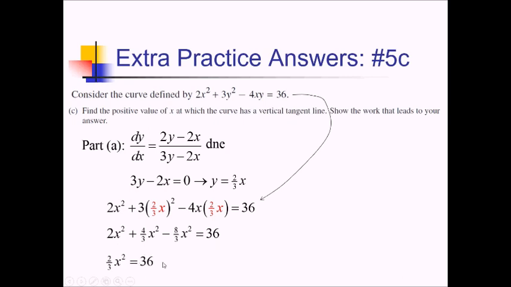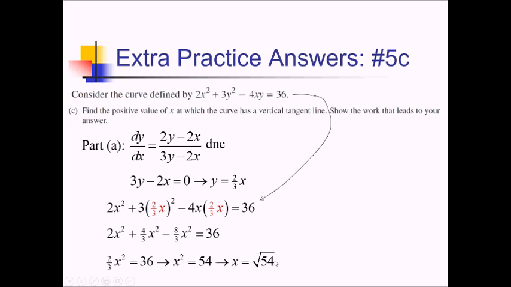Still have 36 on the right. Solving for x now, we can multiply both sides by 3 and divide by 2. Let me divide by 2 first. 36 divided by 2 is going to be 18 times 3 is 54. So we have x squared equals 54. So therefore, x is going to equal the square root of 54.